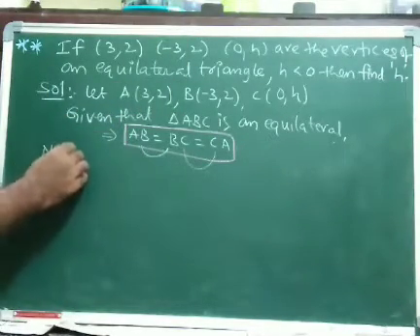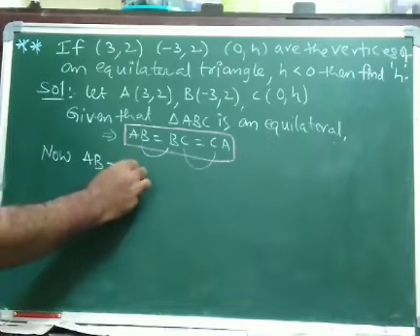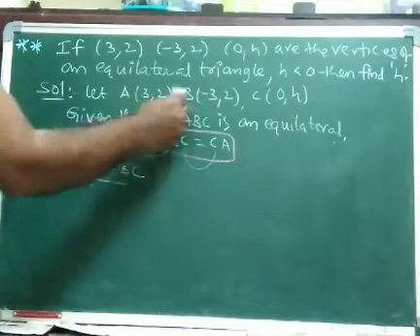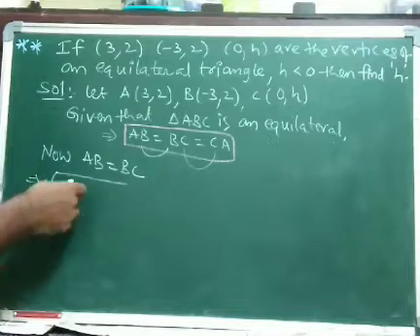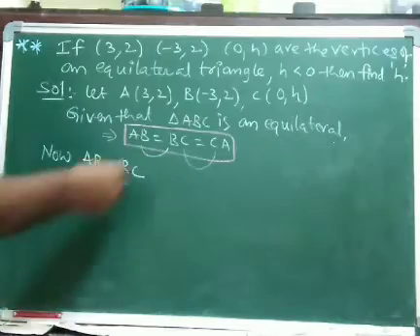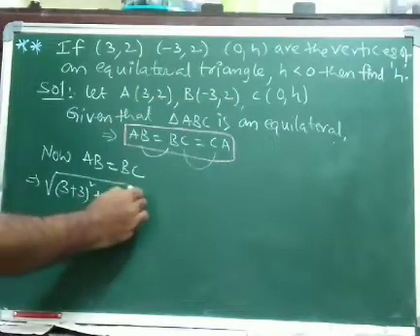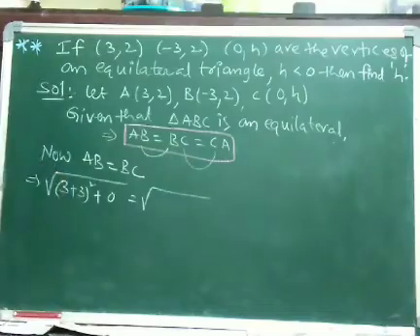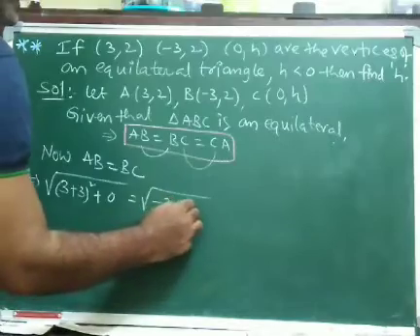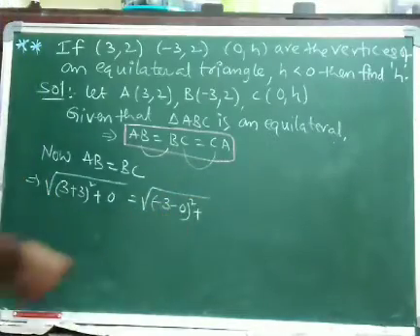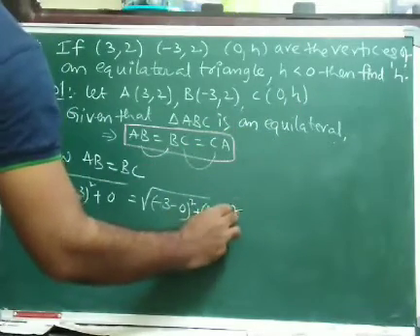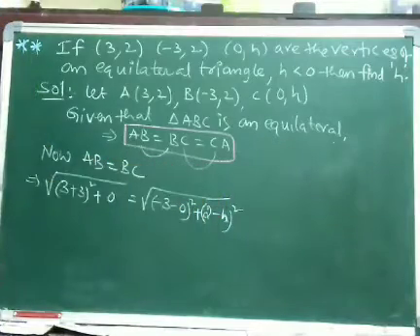So now let me equate the first two. AB is equal to BC. That is the distance formula, no? AB: 3 minus of minus 3, which is plus 3. So (3 plus 3) whole square plus (2 minus 2), anyhow, directly I want to write 0, square root of this. This time BC: minus 3 minus 0, whole square, plus (2 minus h) whole square. Y1 minus y2 whole square, which is (2 minus h) whole square.